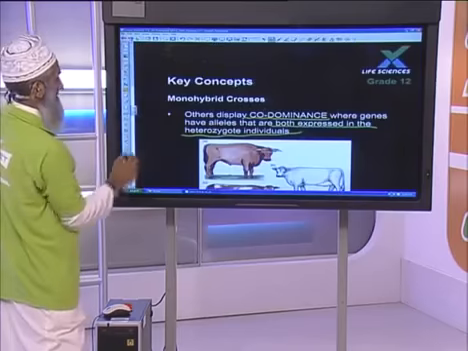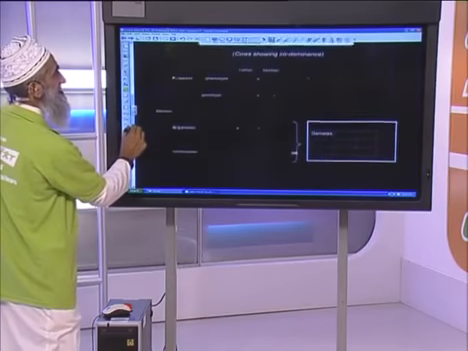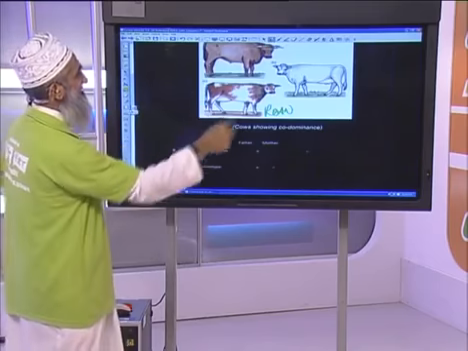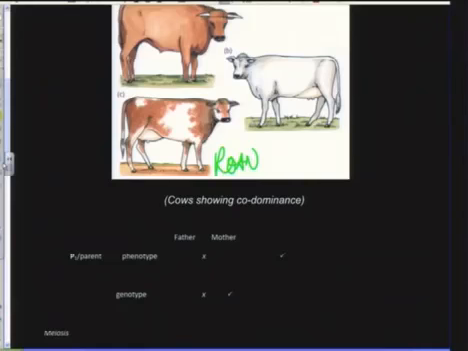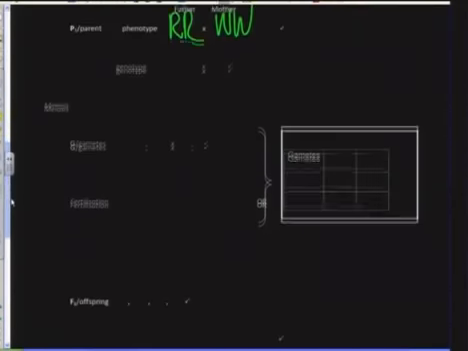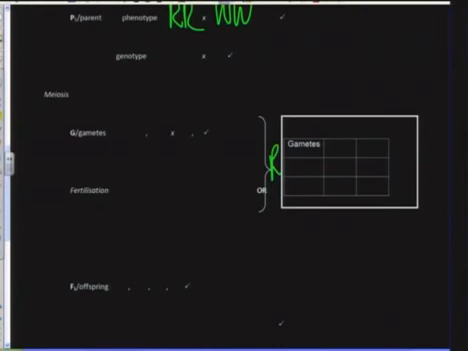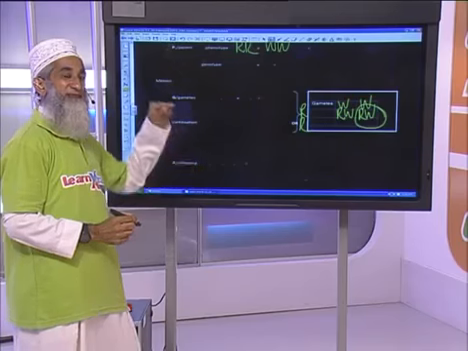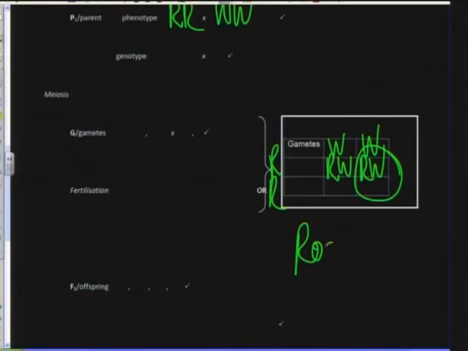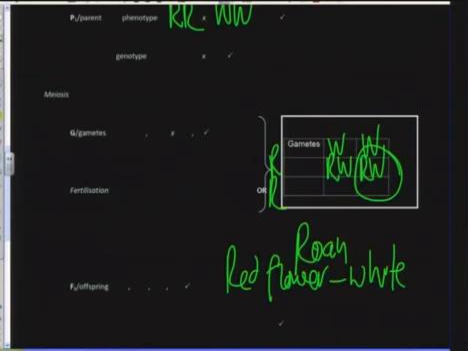Now, in the next one, we also ask you to do the same thing here. So this was red and white. Again, we can use the same letters, R, R, W, W. I'm not going to do the gametes because you've already learned how to do that. So we have the same thing here, but look at what happens because this is co-dominance. The genotype remains the same. They will all be RW, heterozygous. But the phenotype would be this color called roan, or we would say red flowers with white spots, if we're talking about flowers.